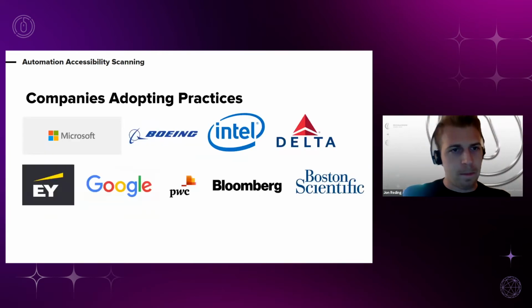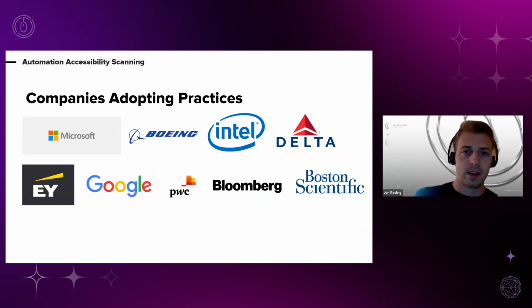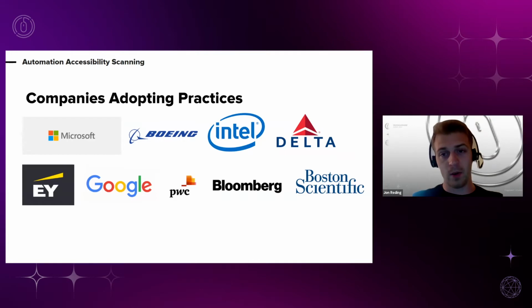So on to the next one. Another big thing is that a lot of big companies are adopting accessibility practices. This is anything from Microsoft, Boeing, Intel, Delta, just a ton of these huge companies that are starting to adopt these practices and taking it on. Even look at EY and PwC. Both are competitors and are taking on a lot of these different specifications and requirements.